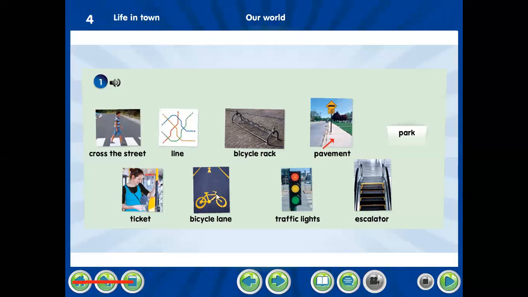Luciana Freire. Luciana, can you read the vocabulary, please? Luciana. We have problems with the microphone now. Let's see. Yes, Luciana, it's okay. Read, please.